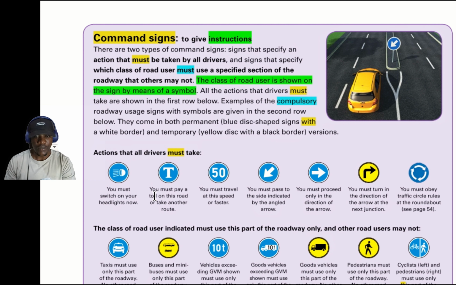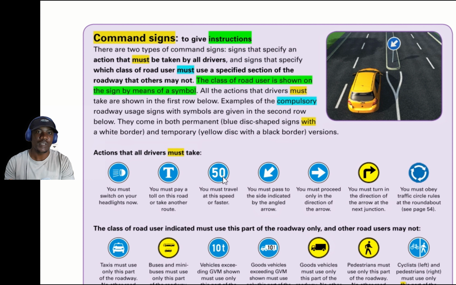Then the second sign here mentions that you must travel at this speed or faster. This sign tells you that this is a minimum speed requirement on that route. Normally we find these signs on highways, even freeways. So there's a minimum speed to travel by. So 50 kilometers per hour is the minimum speed. So you can't travel below 50 kilometers.